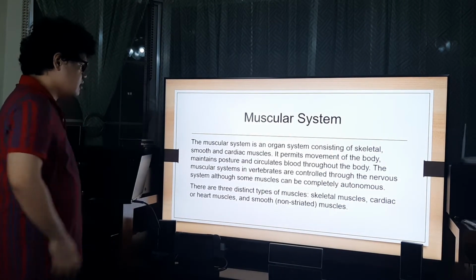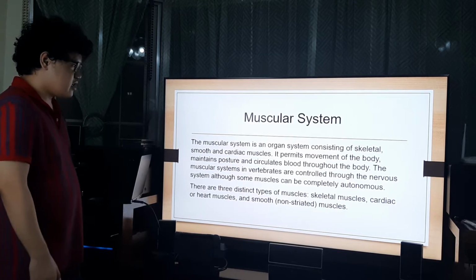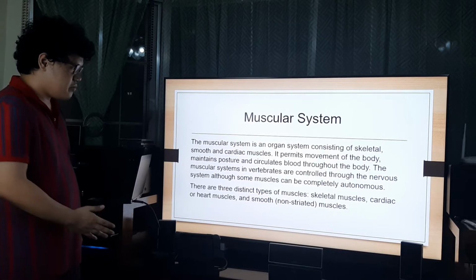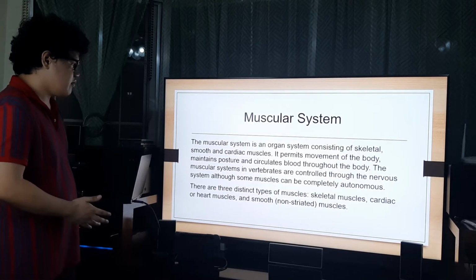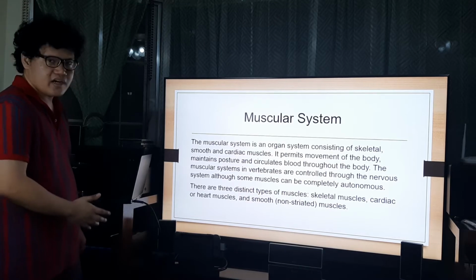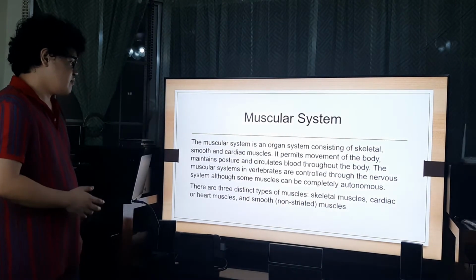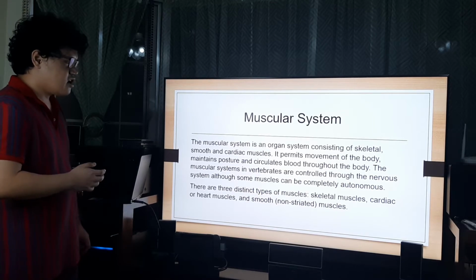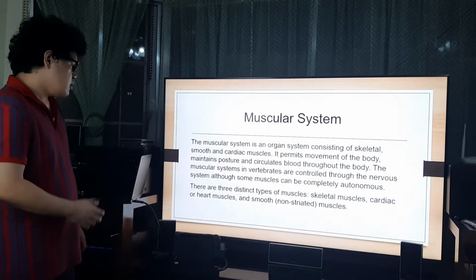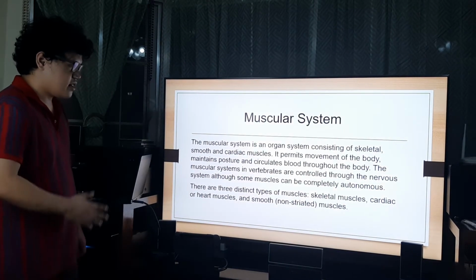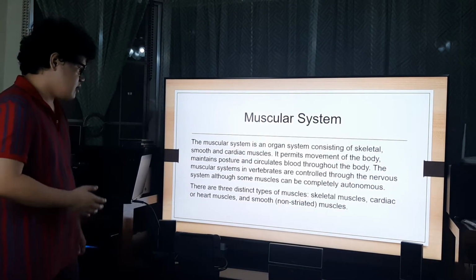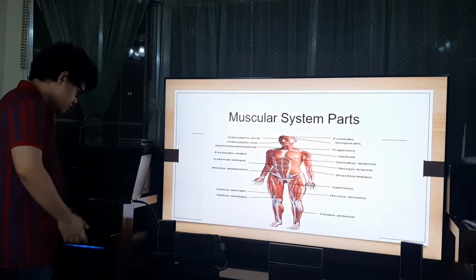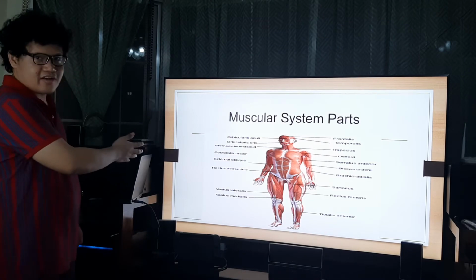Muscular system. The muscular system is an organ system consisting of skeletal, smooth, and cardiac muscles. It permits movement of the body, maintains posture, and circulates blood throughout the body. The muscular system's involuntary muscles are controlled through the nervous system, although some muscles can be completely autonomous. There are 3 distinct types of muscles: skeletal muscles, cardiac or heart muscles, and smooth non-striated muscles. Here are the muscular system parts.